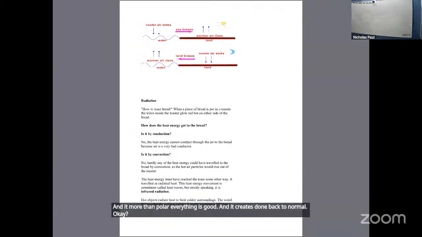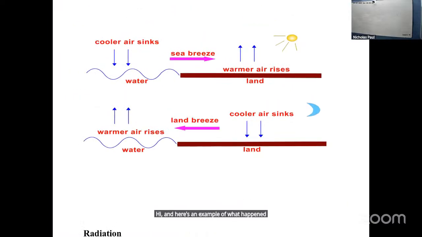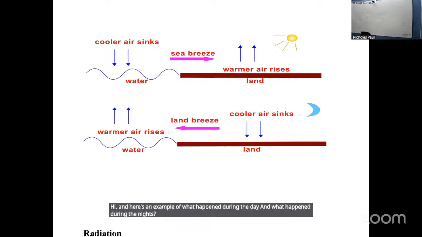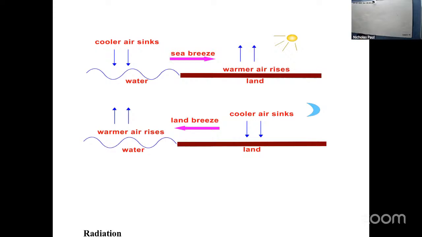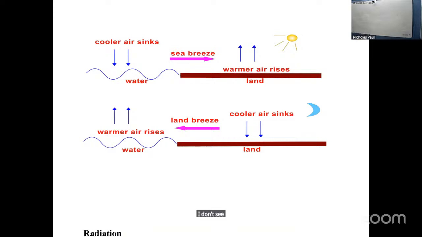Nice. And here's an example of what happens during the day and what happens during the night. So during the day, the warm air above the land will go up, and cool air from the sea will take its place. Question: they both experience the same amount of heat during the day. Why does the land heat up more, or heat up faster?